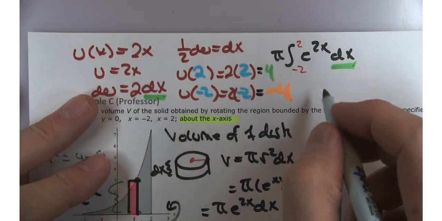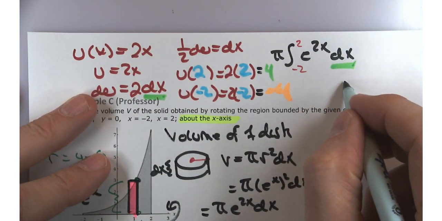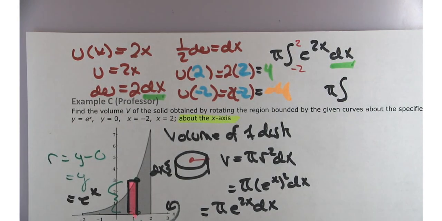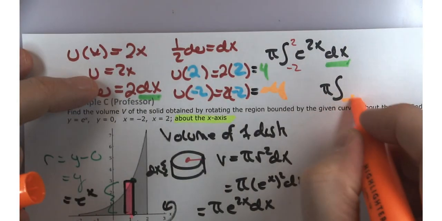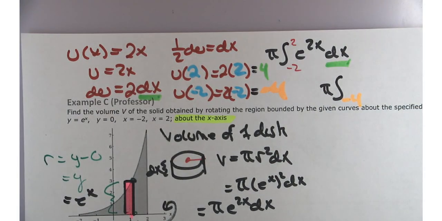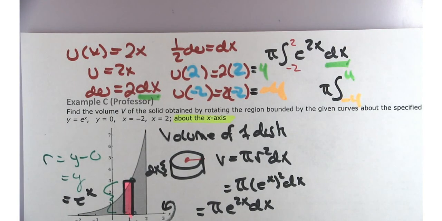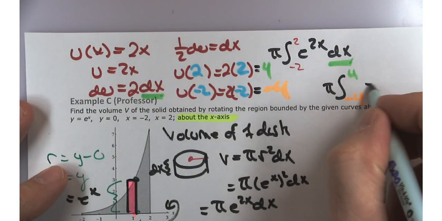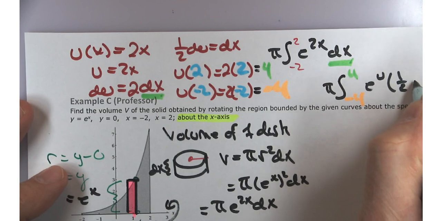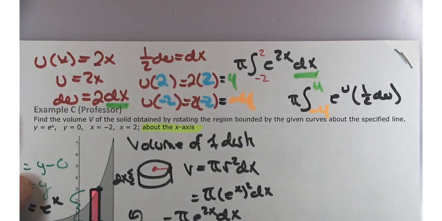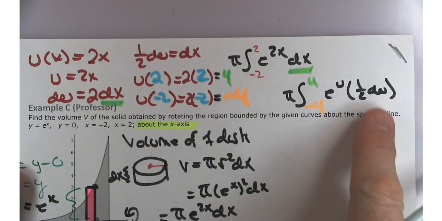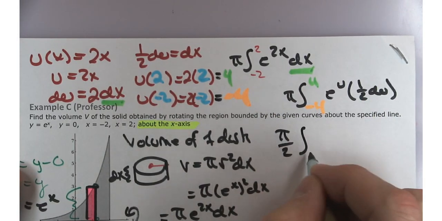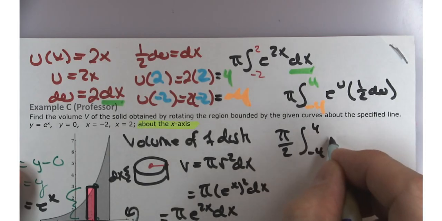All right, let's clean this up then. Integral of pi from negative 4 to 4 of e to the u times 1/2 of du. We'll take the 1/2 out front, so it's going to give me pi over 2, integral from negative 4 to 4 of e to the u du.